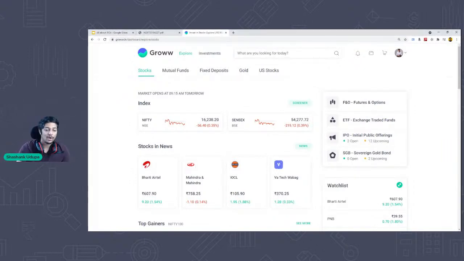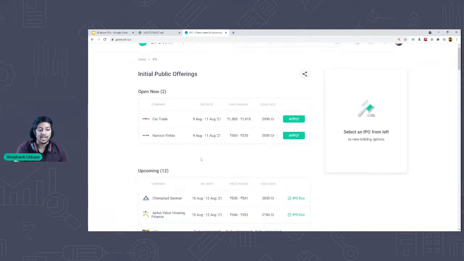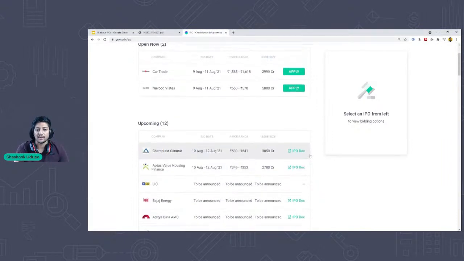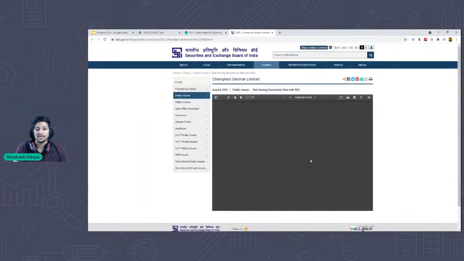Awesome. Now, on the Groww website, if you log in, you will see futures and option, ETF, IPO, and sovereign bond on the right. Click on IPO. Now, IPO basically says there are 2 IPOs right now that are currently open, and there are 12 IPOs that are going to come. Understood? 2 IPOs currently open, 12 IPOs going to come. If you want to sit and read the IPO document, look at this. It's directly here. If you click on Chemplast Sanmar IPO document, it should take you directly to the website here, which talks about the IPO document.